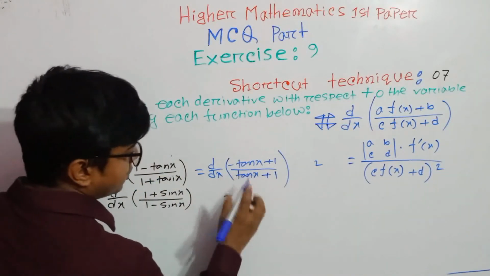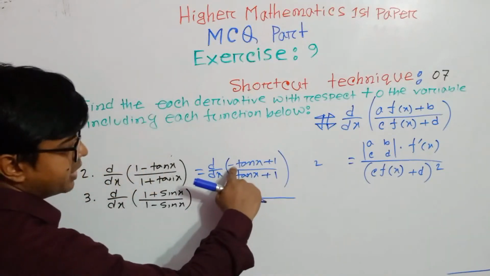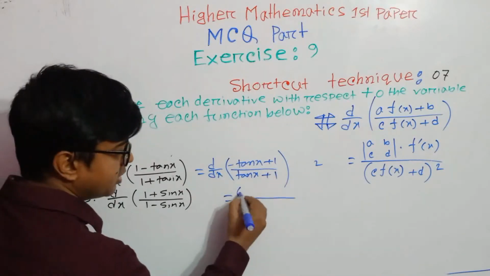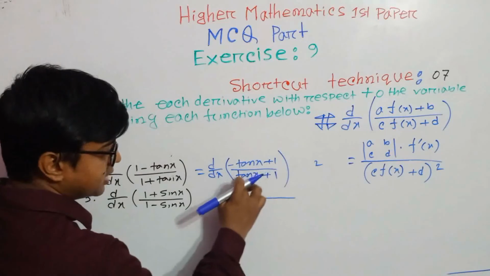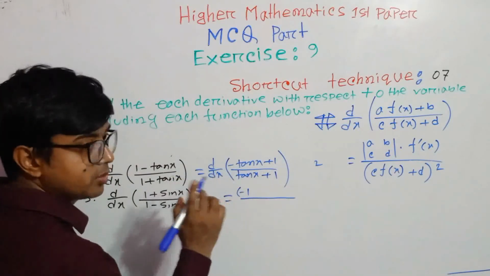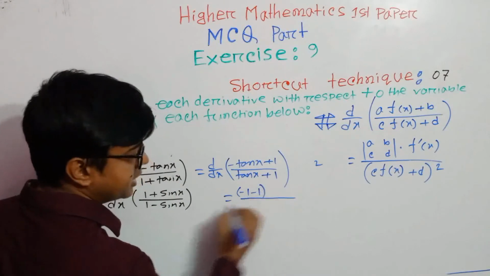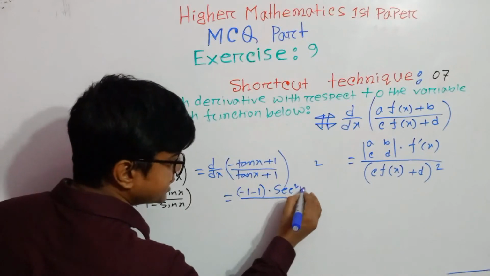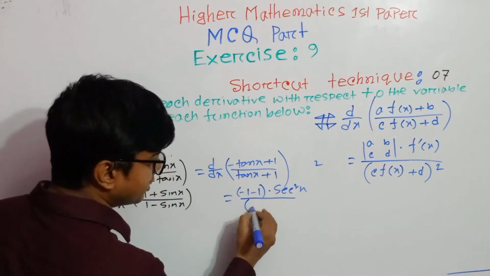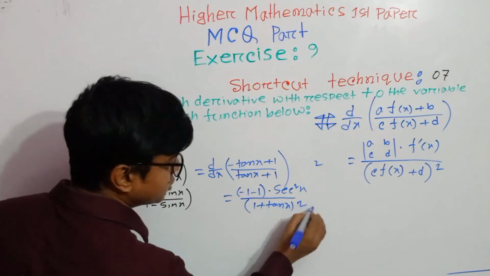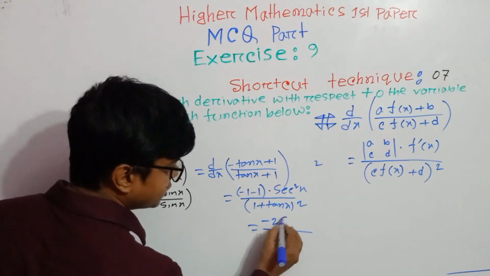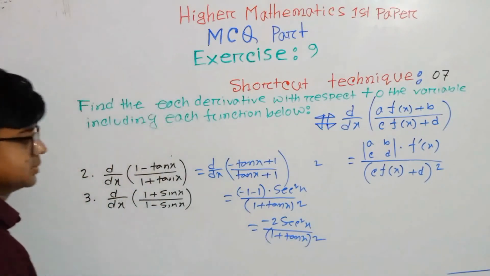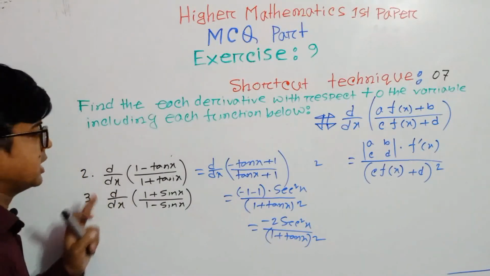So our answer will be: minus 1 is the coefficient of tan x, so minus 1 into plus 1 will be minus 1, and here plus 1 into plus 1 will be 1, and the formula has minus, so minus 1 minus 1, that is minus 2, into the first derivative of tan x, which is sec square x, and here the denominator will be (1 plus tan x) whole square. So our answer must be minus 2 sec square x by (1 plus tan x) whole square. This is the answer of question number 2. And the last one.